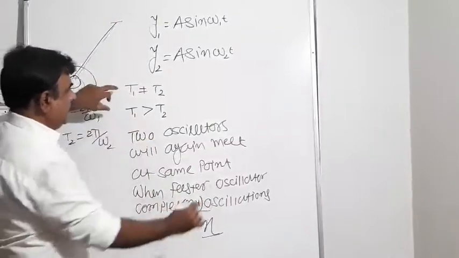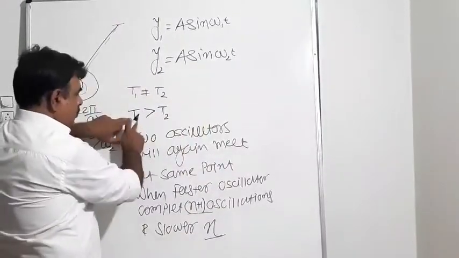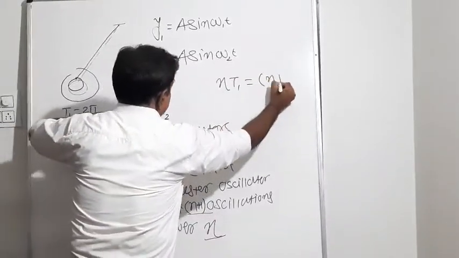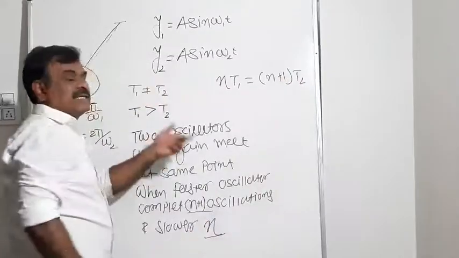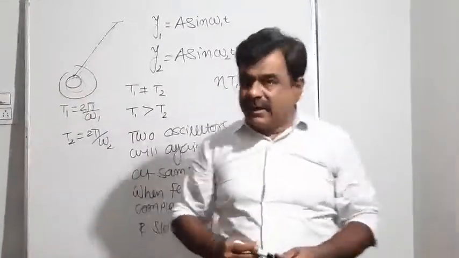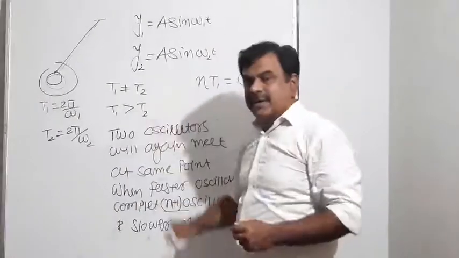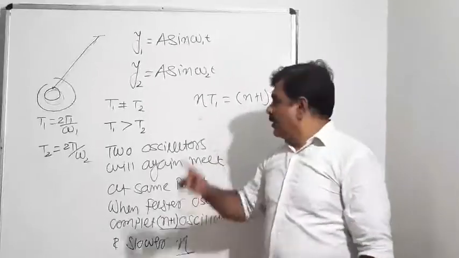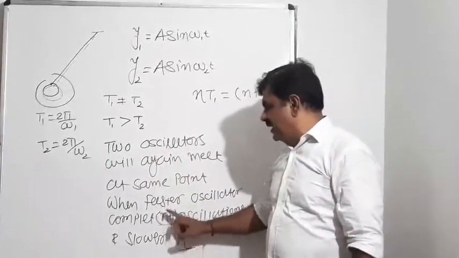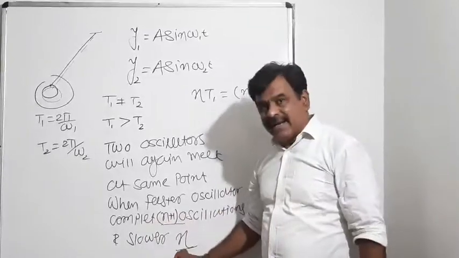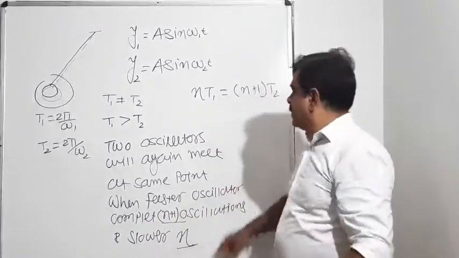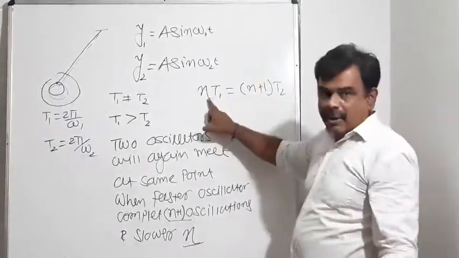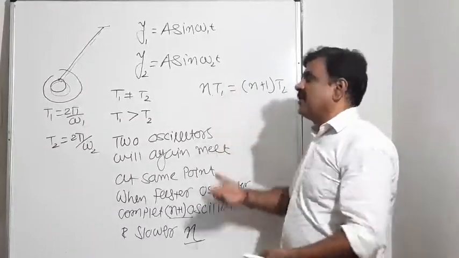So how can you find n? Here T1 is greater than T2, so this oscillator is slower. So n into T1 is equal to n plus 1 into T2. That's how you can evaluate n, from omega, T1, T2 which are available. And once n is evaluated, you can evaluate the time. When the faster oscillator completes n plus 1 oscillations and the slower completes n, then they will meet again. So n into T1 is equal to n plus 1 into T2. So you can evaluate either the number of oscillations when they meet or the time after which they meet.